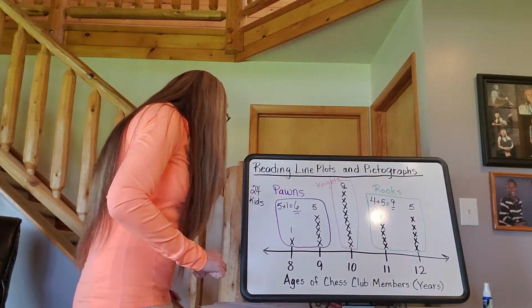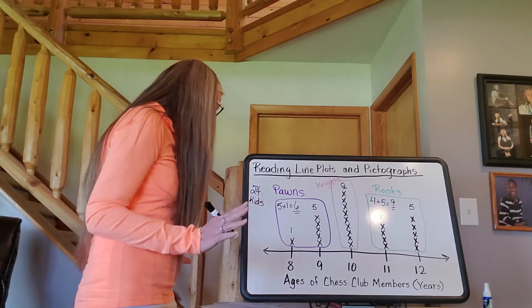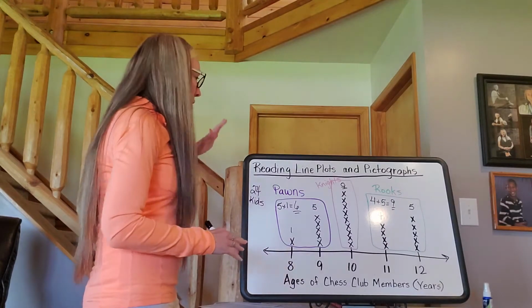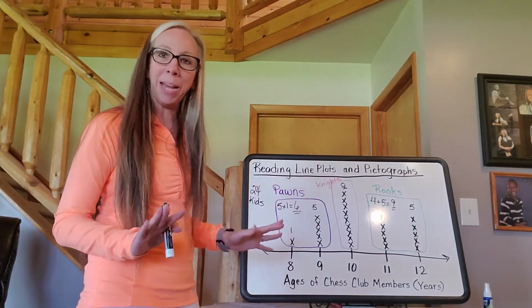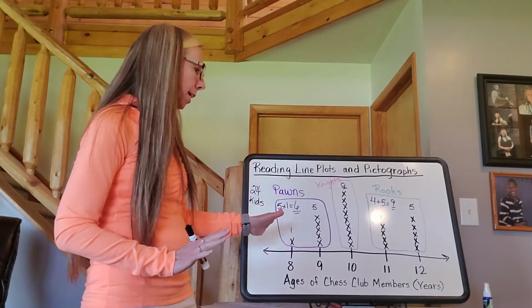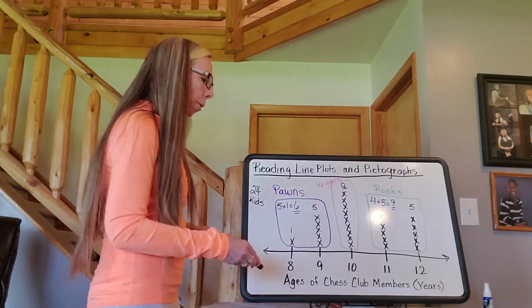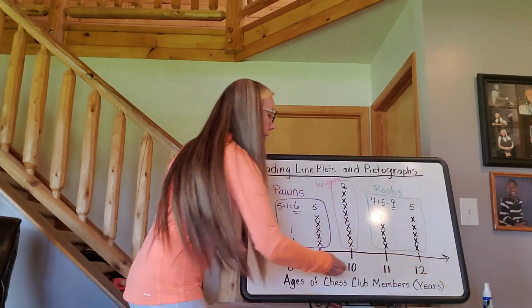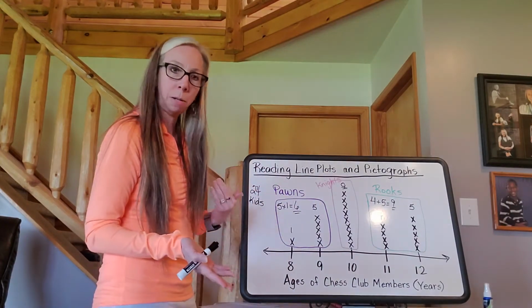Okay, so we figured out how many kids there were all together in the chess club, and we've talked about all the different parts. So hopefully now you have the basics for how to read a line plot. I know they're kind of confusing, but always look at the x-axis. Sometimes there's a title at the top. Sometimes there is, sometimes there isn't, just depends.